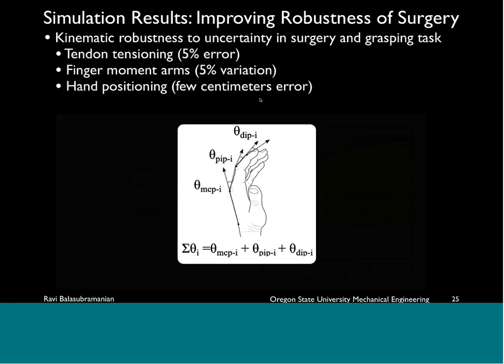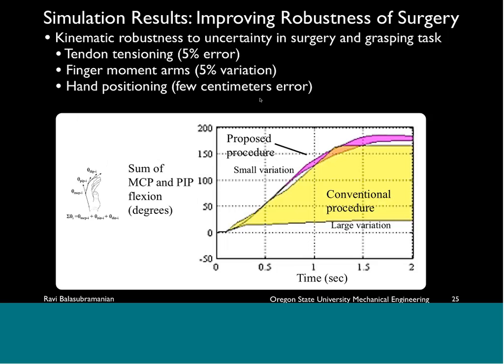And what we noticed is that, on the x-axis we have the time of the grasping process, and on the y-axis we have the sum of joint angles. And we notice for the conventional procedure there is a large variation in joint angles for uncertainty arising from these three cases. Whereas for the pulley-based, or the seesaw mechanism-based procedure, there was a very small variation in the joint angle.